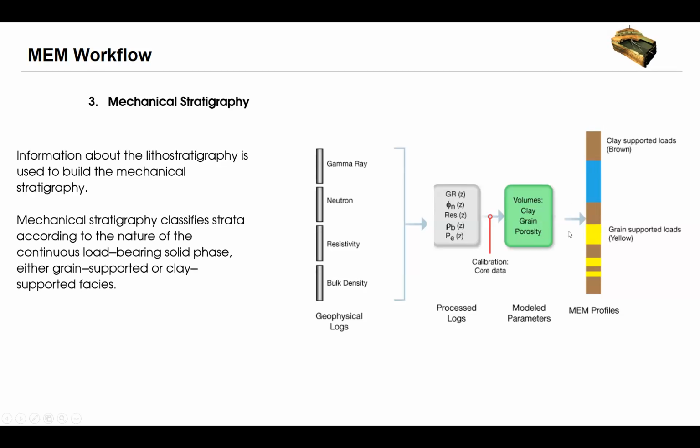The mechanical stratigraphy classifies strata, as you see here, according to the nature of the continuous load-bearing solid phase, either grain-supported or clay-supported facies. We have to know that this step of mechanical stratigraphy is like covering something: you cover the mechanical with the stratigraphy. You attribute each mechanical characteristic to its stratigraphic section.